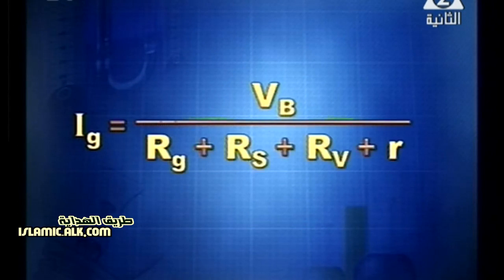And what about the current passing when we obtain the full scale deflection? Ig equals VB over (Rg + Rs + Rv + r). VB is the EMF of the cell. Rg is the value of the resistance of the galvanometer. Rs is the value of the standard fixed resistor. Rv is the chosen value of the variable resistor. Small r is the internal resistance of the cell.